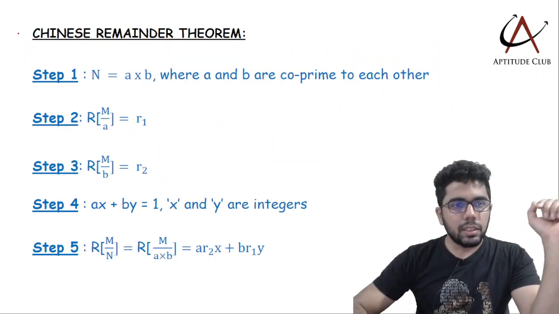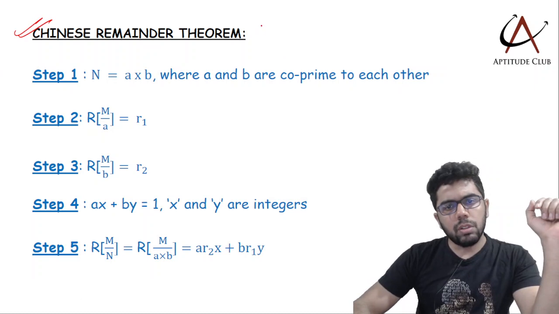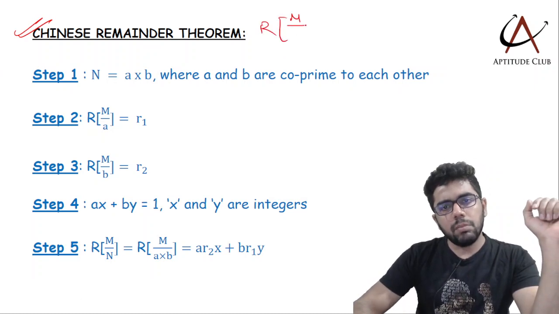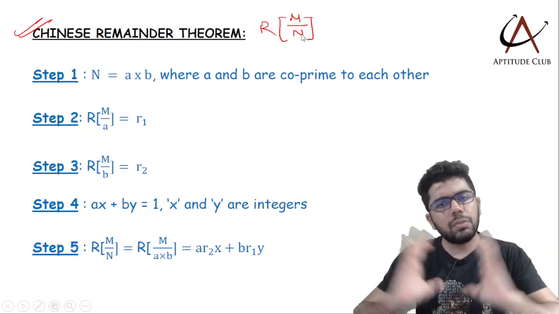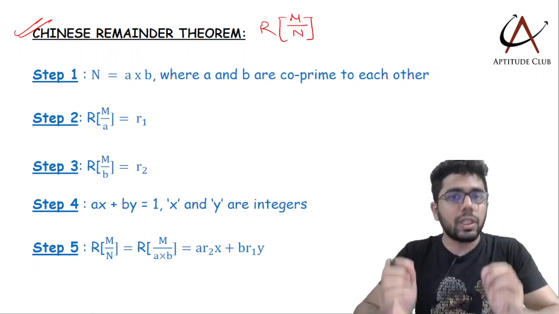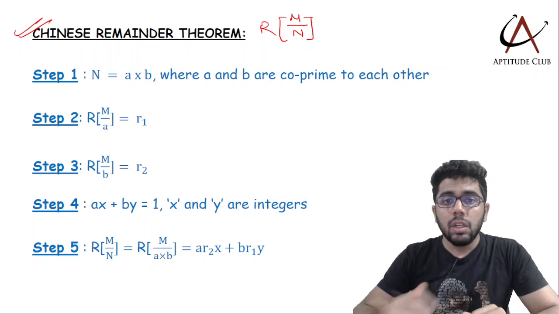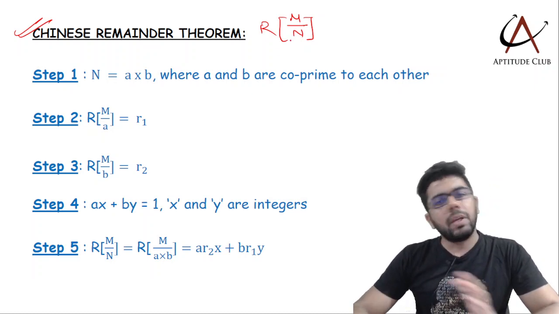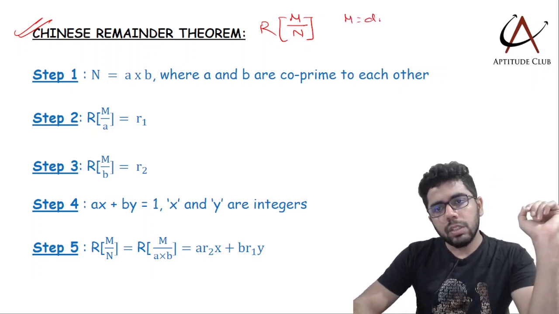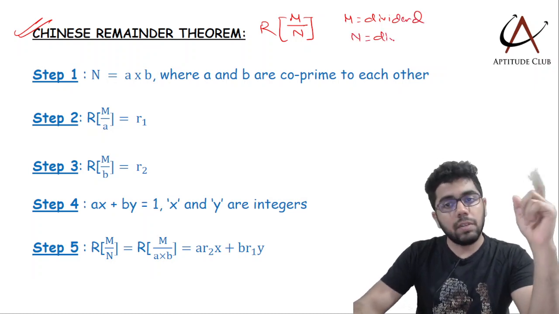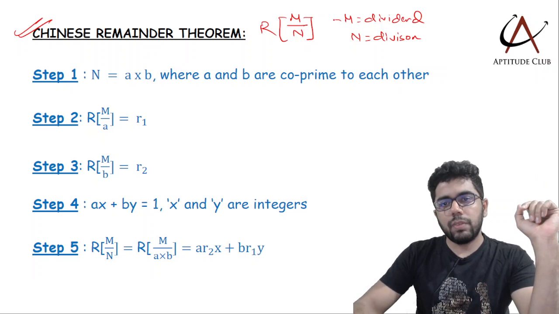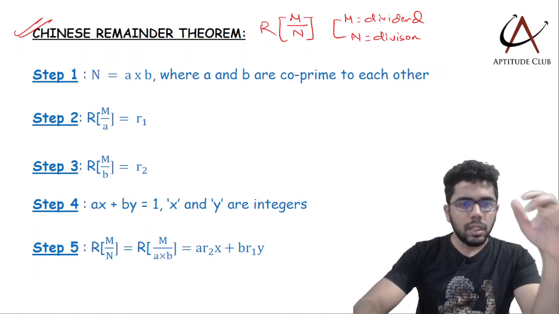So these are basically the steps. Suppose you have to divide any number m by n. In general, for any particular division, we can use the Chinese remainder theorem to calculate the remainder. So the remainder of m divided by n. Here m is your dividend, the number you are dividing, and n is your divisor, the number you divide by. So if m is the dividend and n is the divisor, these are the steps.